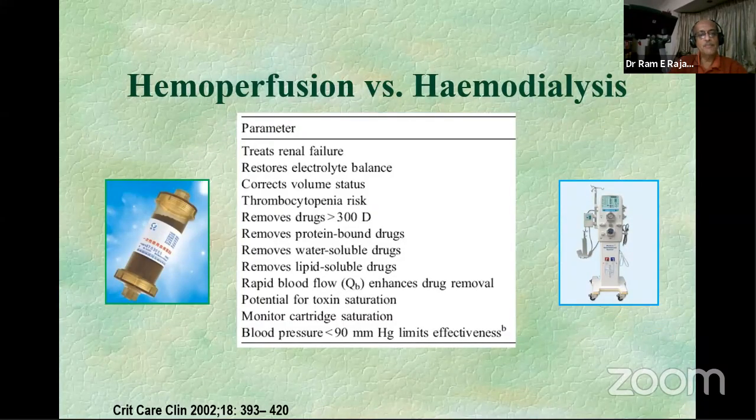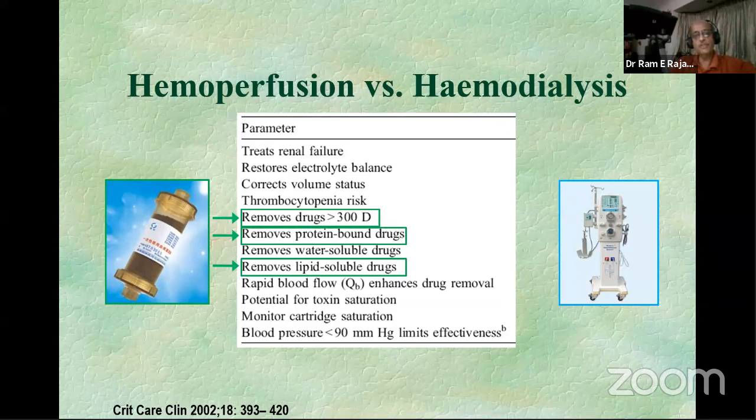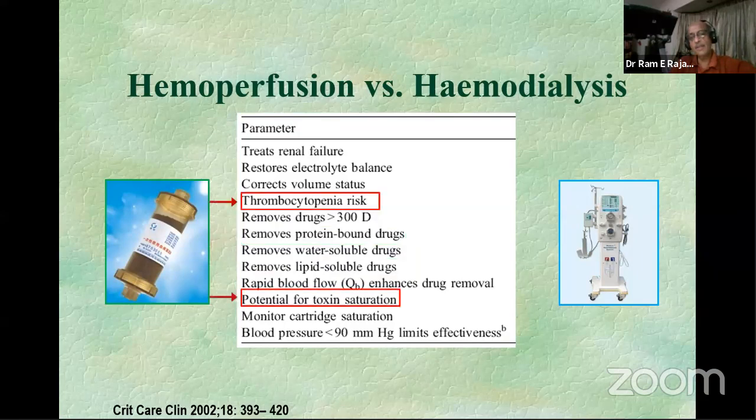When you look at hemoperfusion, it removes the larger drugs, protein-bound drugs, and lipid-soluble drugs very clearly. But it has adverse effects: the adsorbent can get saturated and there can be re-release of the toxin, and thrombocytopenia can occur. Besides that, you also have a major problem with electrolytes under those circumstances. Phosphate and calcium can be affected very strongly.